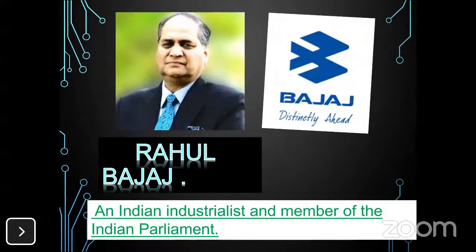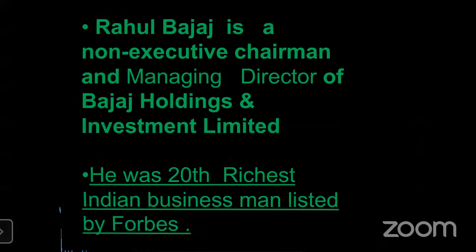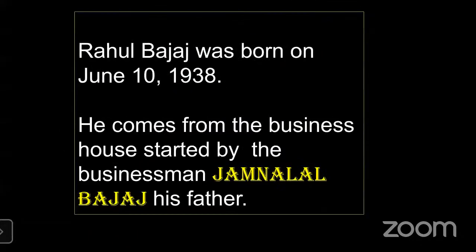Rahul Bajaj. We all know who he is. Rahul Bajaj is an Indian industrialist and a member of the Indian Parliament. Rahul Bajaj is the non-executive chairman and managing director of Bajaj Holding and Investment Limited. He was the 20th richest Indian businessman listed by Forbes. Rahul Bajaj was born on June 10, 1938. He comes from the business house started by the businessman Jamnalal Bajaj, his father.